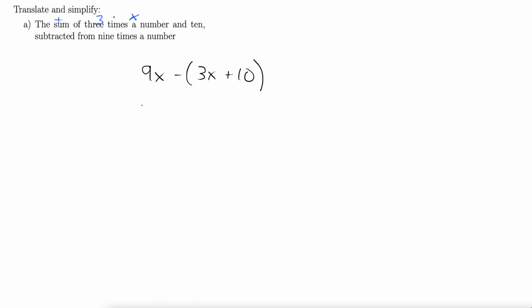Okay, well, the translating part is done. Now let's just focus on simplifying the math. So let's distribute this negative through to both terms. Okay, so we have 9x minus 3x minus 10, and then combine like terms, 6x minus 10. There we go.